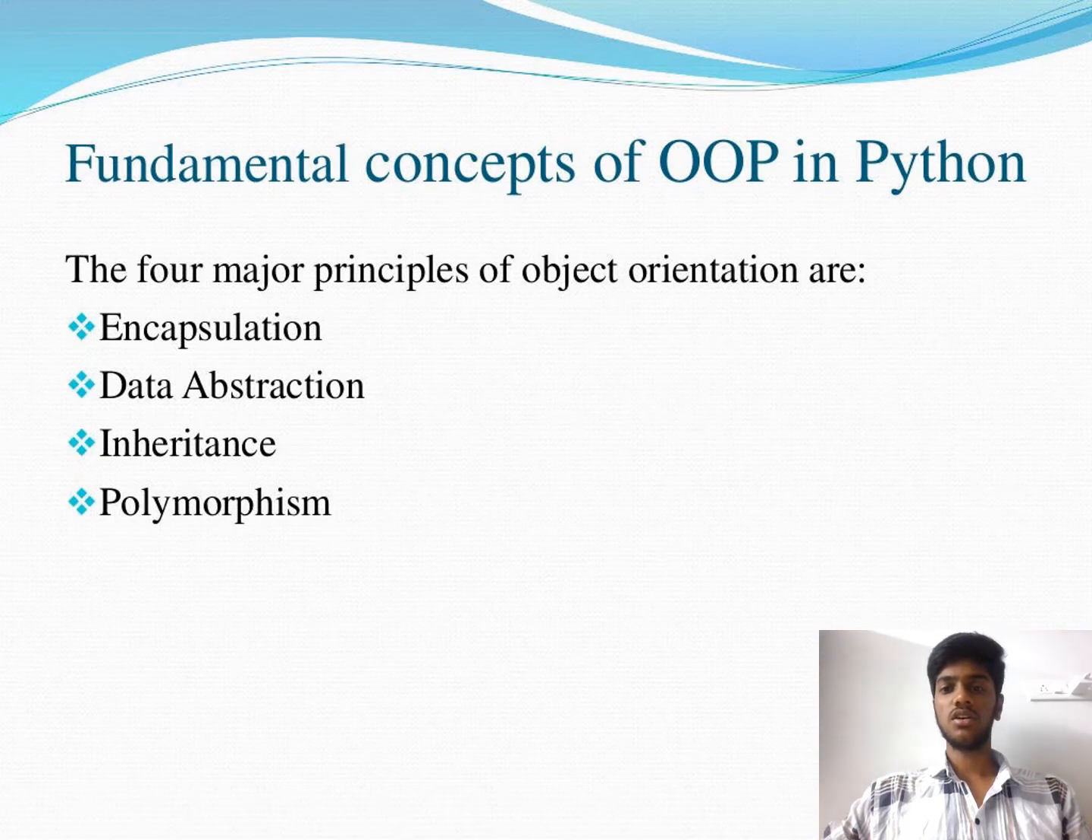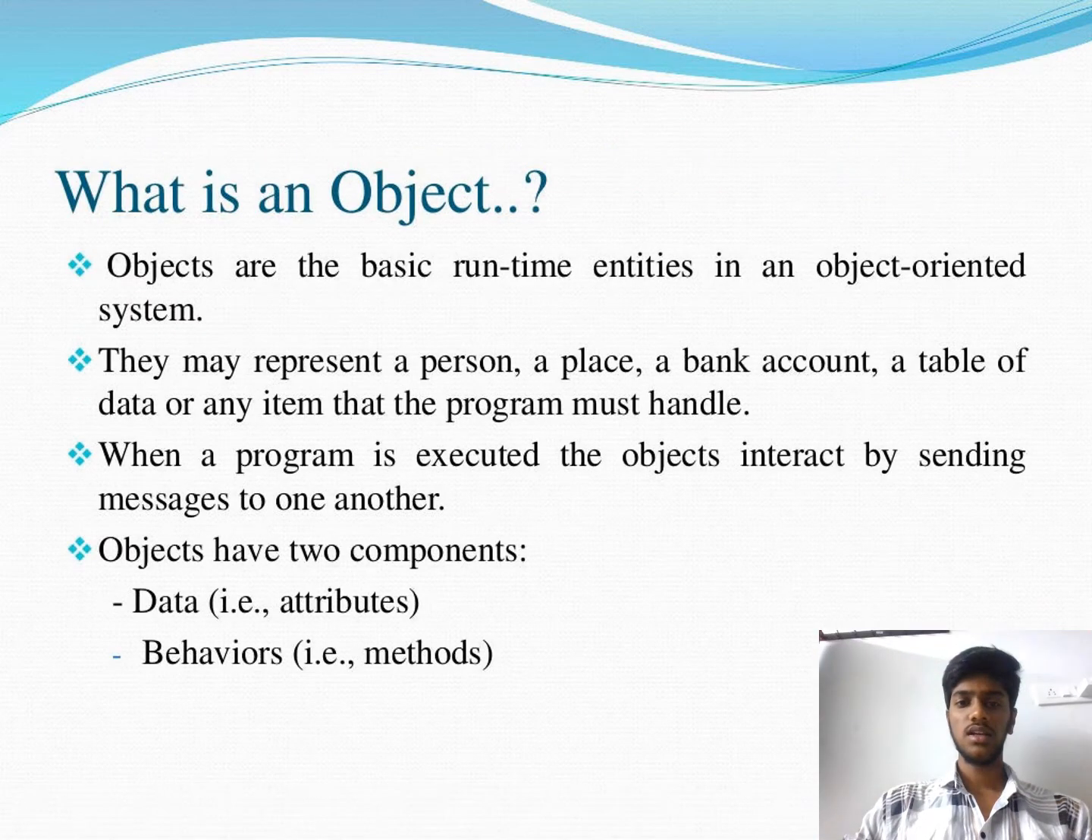Fundamental concepts of object-oriented programming in Python. The four major principles of object-oriented programming are encapsulation, data abstraction, inheritance, and polymorphism. Let us see what is an object.